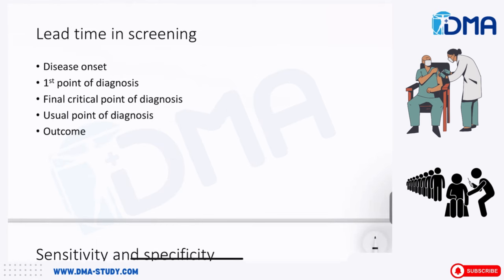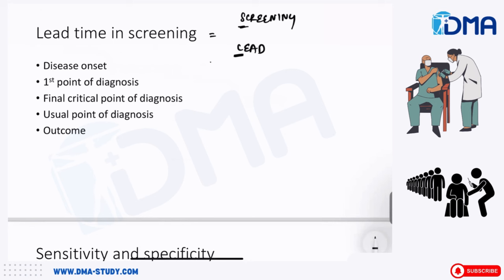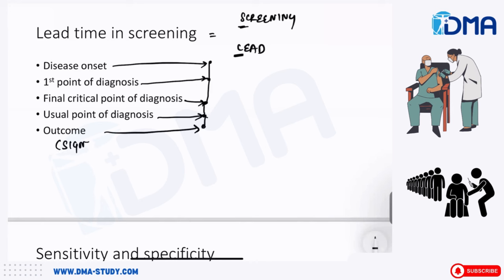So coming on to lead time. See, in screening, you have two things which you have to remember. One is screening time. And one more is lead time. See, initially, whenever there is a disease, these are the five crucial stages in the disease. The first point is disease onset. Initially, the disease onset happens. Next, you have first possible point of diagnosis. Next, critical point of diagnosis. Next, you have usual point of diagnosis. Finally, you have outcomes, which means signs and symptoms.